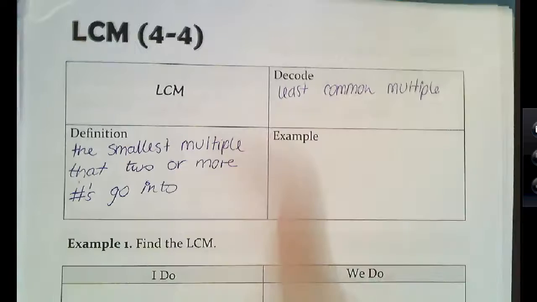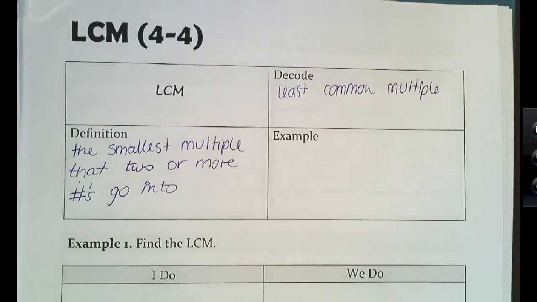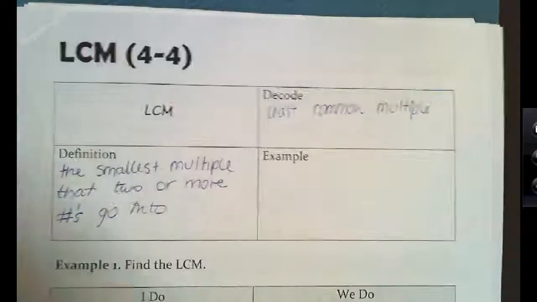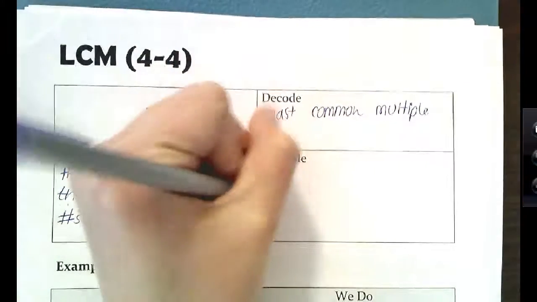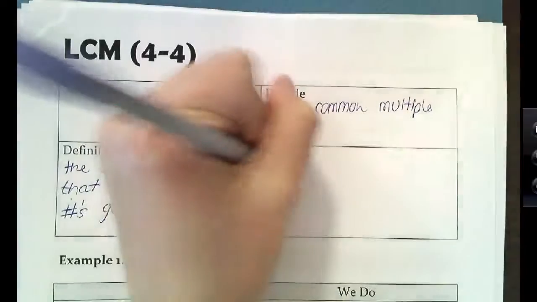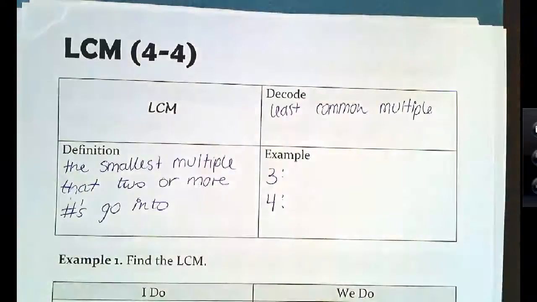So for these kind of multiples, the smallest multiple that 2 or more numbers go into, multiples are actually going to end up getting bigger. So we want to find the least common multiple of 3 and 4. So go ahead and write 3 and 4 for me, please.